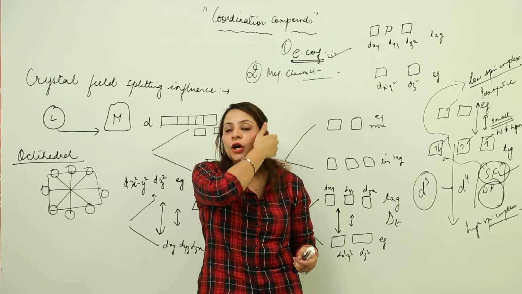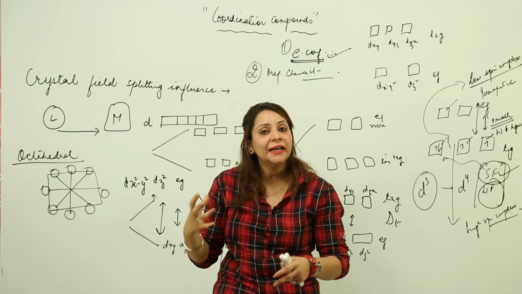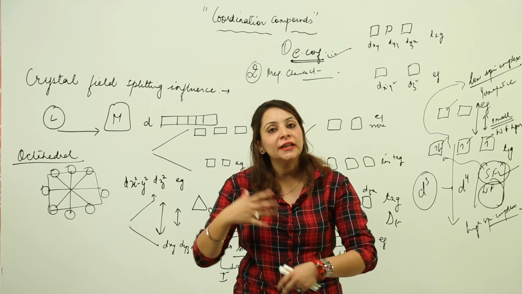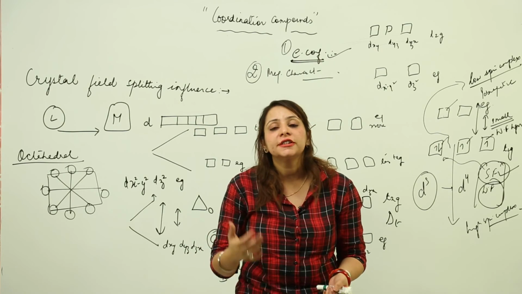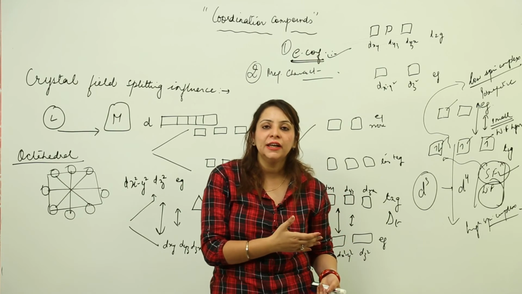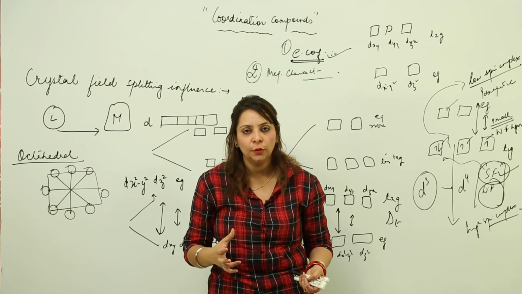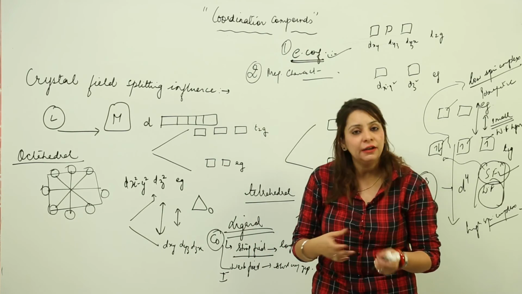So just depending upon the energy difference, depending upon the ligand which is approaching, depending upon how much energy gap it is creating, whether the excitation is possible or not, we decide the magnetic character as well as whether it is a low spin or a high spin complex. Now coming to the color.